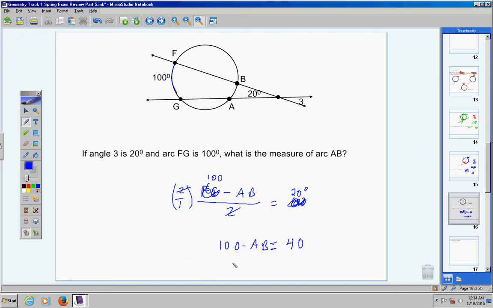I would bring the 100 degrees over and make it negative 100, and that will leave us with negative AB equals negative 60. Now, negative AB means there's a negative 1 there, so if I divide both sides by negative 1, I would get AB equals 60, which is what we just got a second ago.